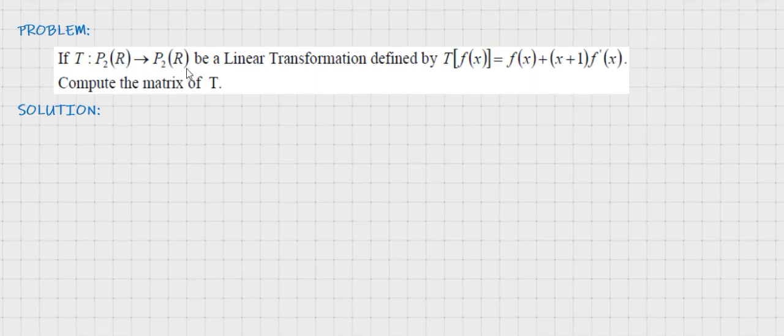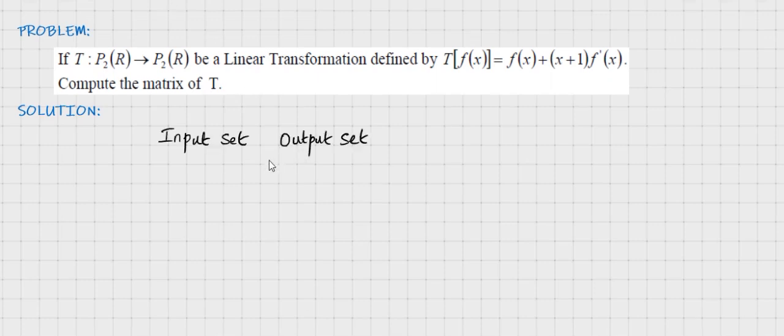Again, recall what P2 of R is. P2 of R is the set of all polynomials of degree at most 2, that is, they may have degree 2, 1 or even 0. Degree 0 means constant polynomials are also present in this set. We are defining a linear transformation like this: T of f of x equals f of x plus 1 into f dash of x. Now our problem is to find the matrix of this linear transformation.